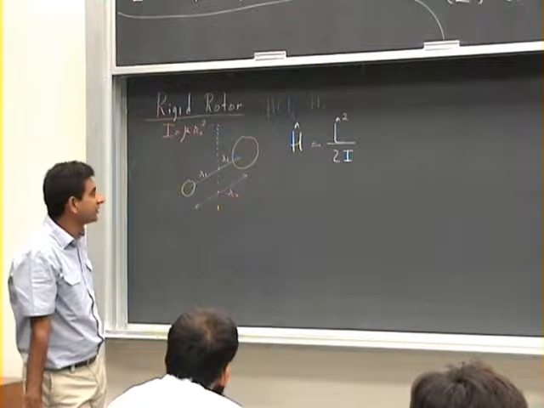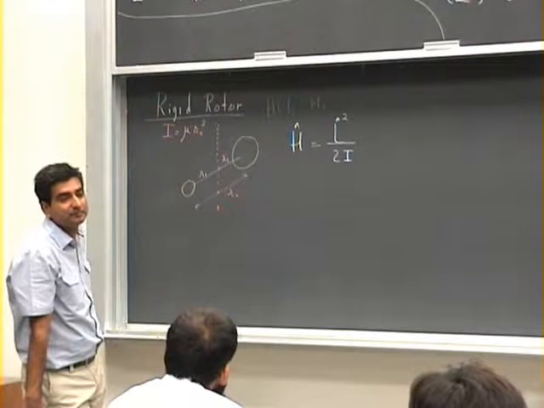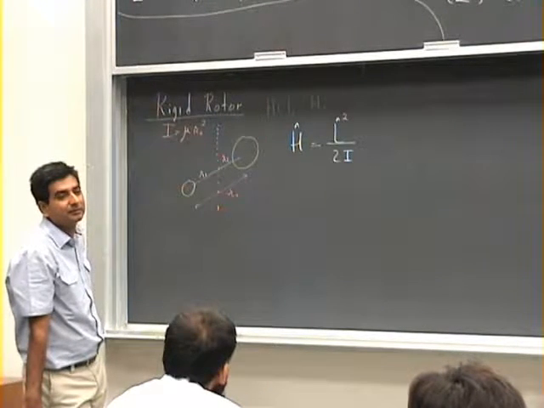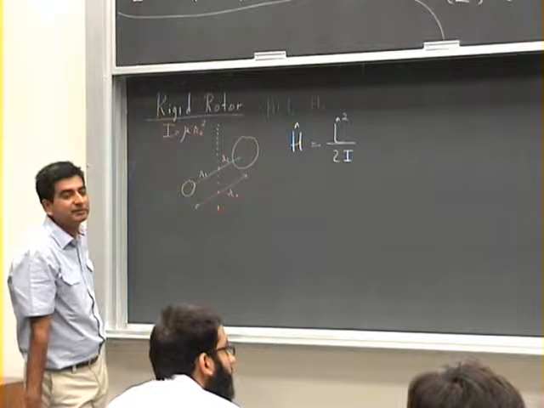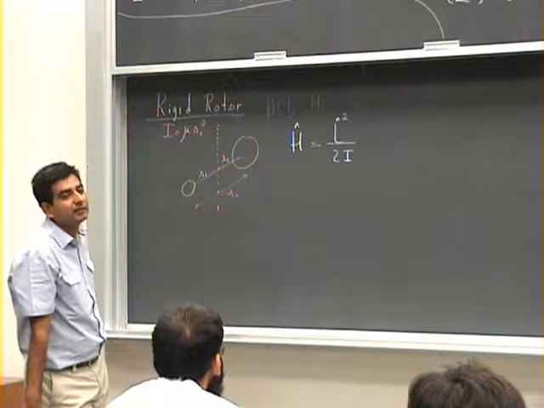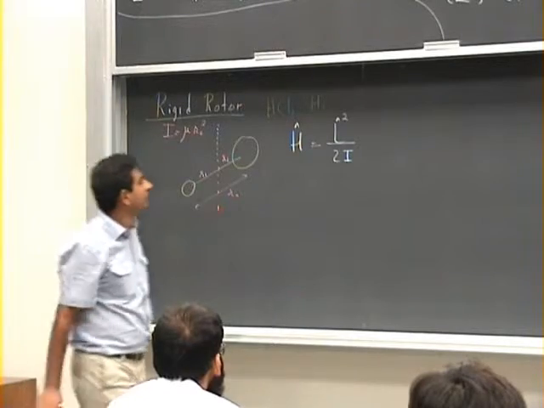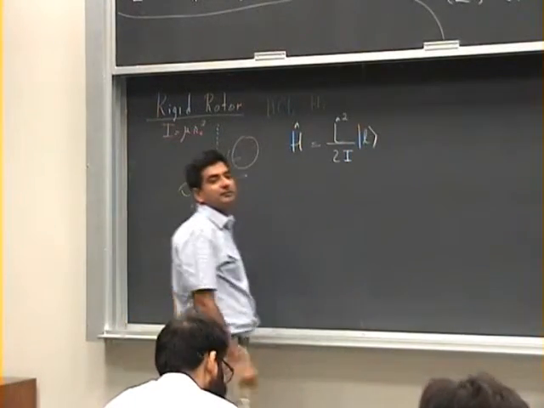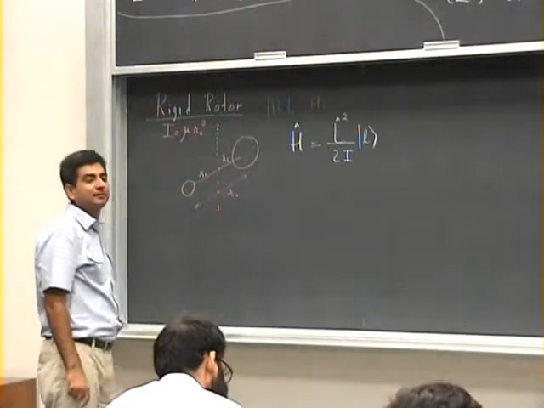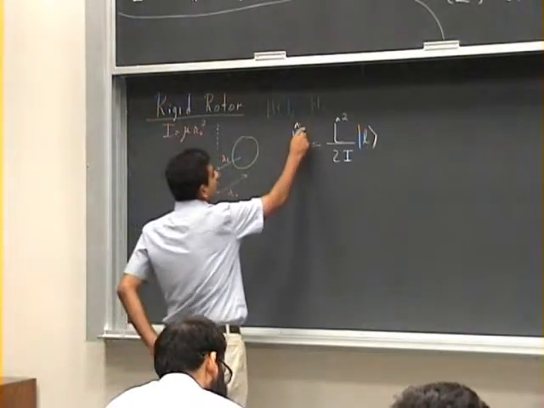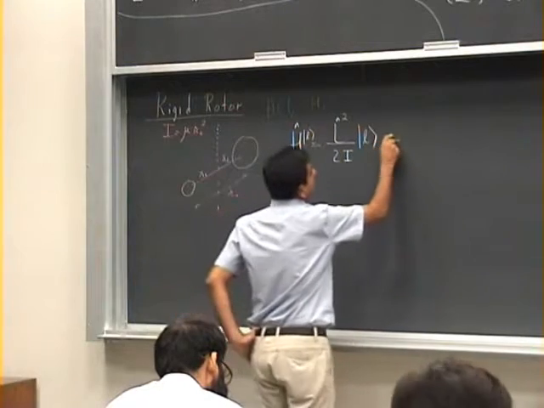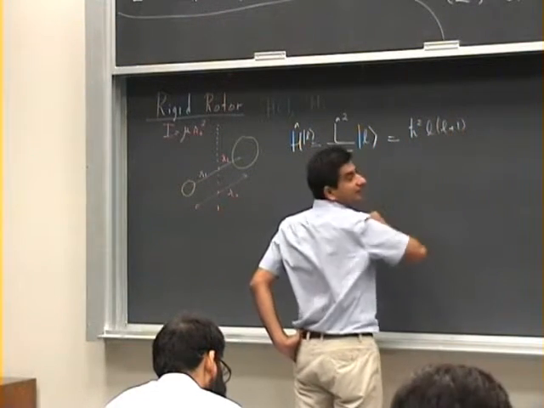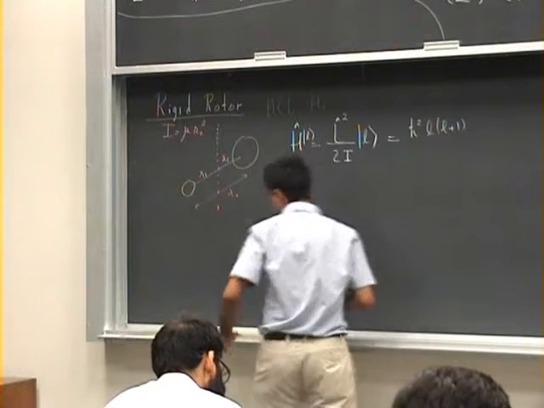Now label the eigenstates of this system. How many quantum numbers are required? So I can have a quantum state, I label it by L. So when this operator H acts on L, I get H bar squared L into L plus 1.